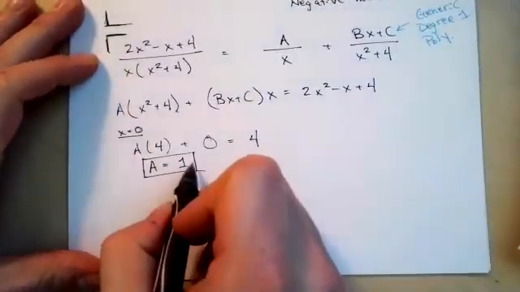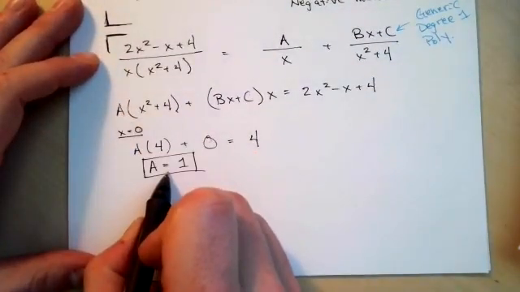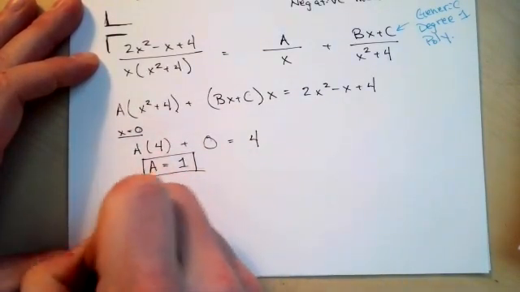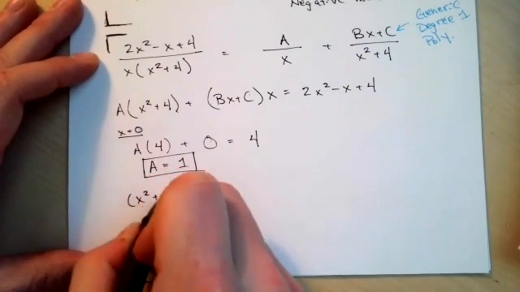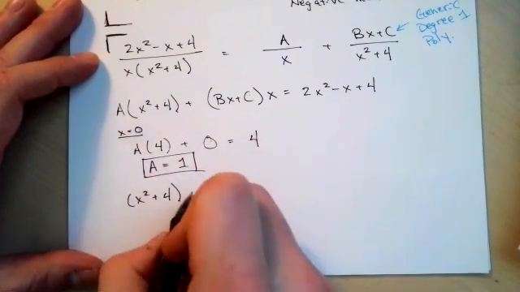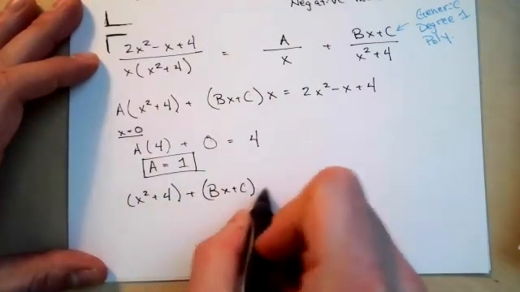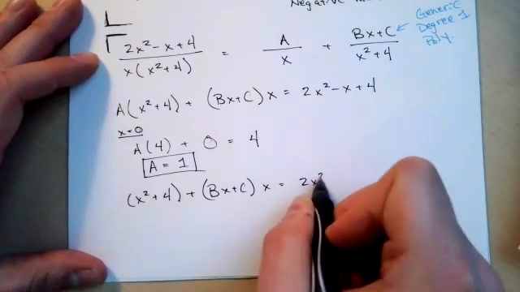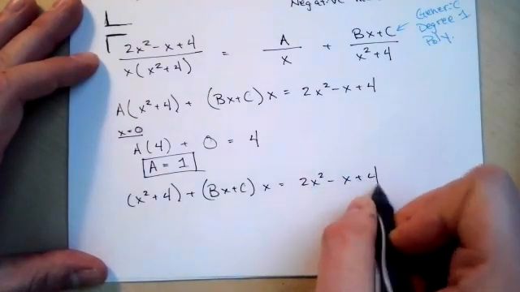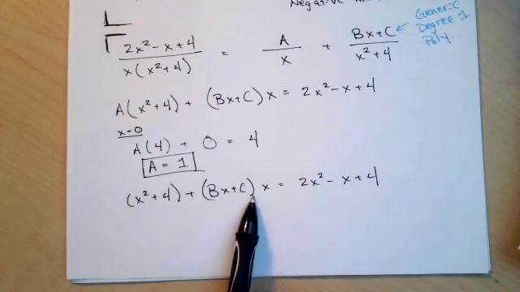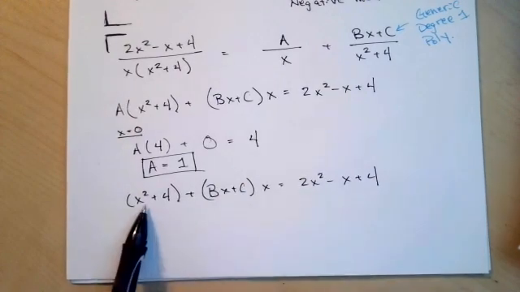But now what's going to happen? So when we have one of the constants, we can always substitute that in and rewrite our expression. So really what we have is x squared plus 4, since we know our a was 1, plus bx plus c times x equals 2x squared minus x plus 4. And so if we wanted to find b and c, we could try to check other values of x.